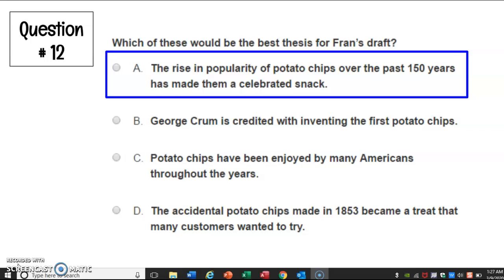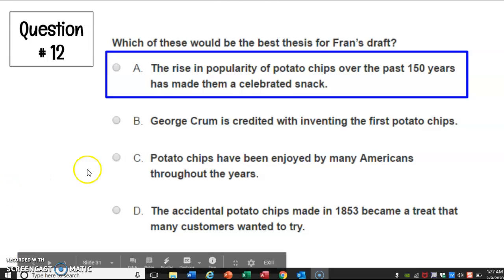Alright, so question 12. Again, this is about that essay that Fran had to write for her home ec class about potato chips. It's asking which of these would be the best thesis for Fran's draft. So the answer is A. Let's take a look at why.